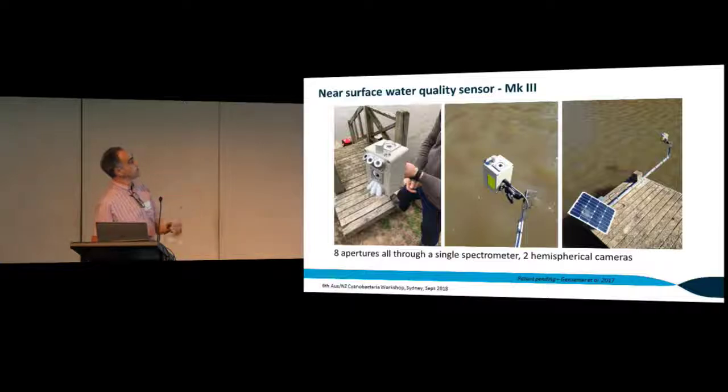So this is an example installation in Lake Jerrabomberra, just outside the ACT, which we've had installed since about April. So it has the sensor itself. It has a solar panel, and underneath the solar panel in the shade is a small control box, which is telemetering the data back.